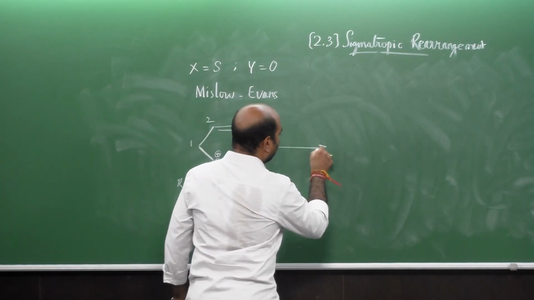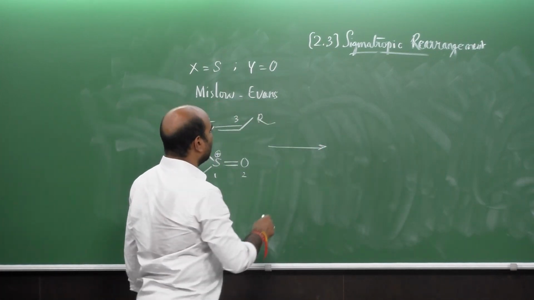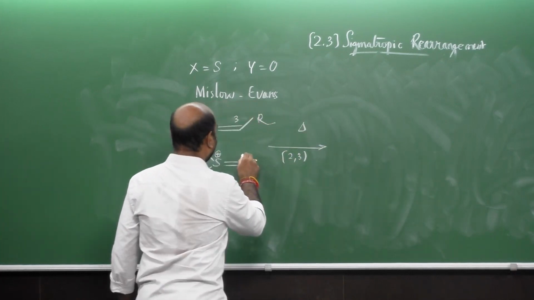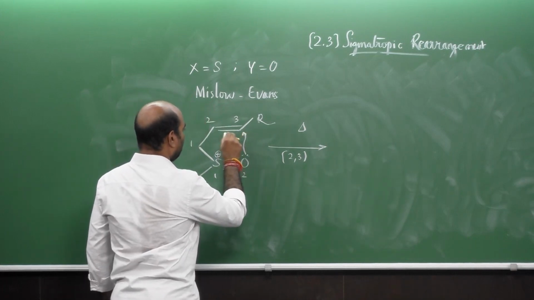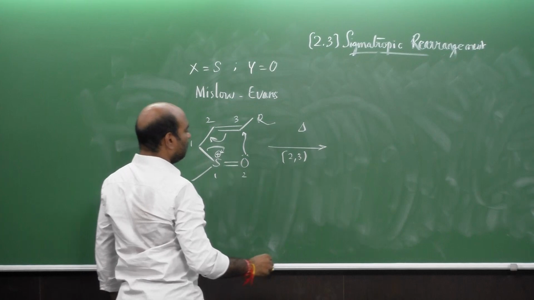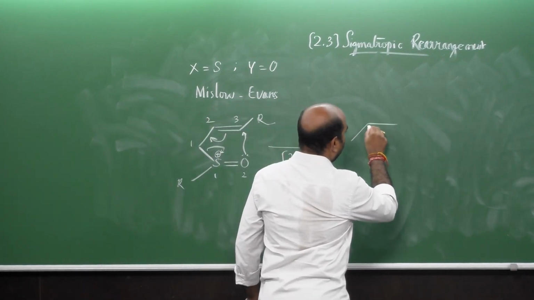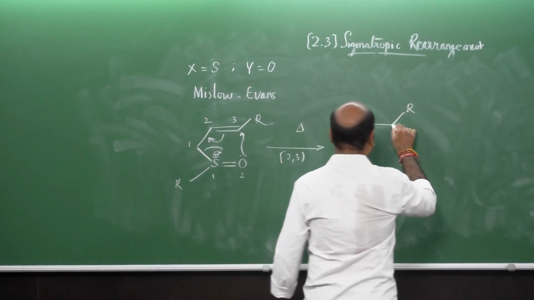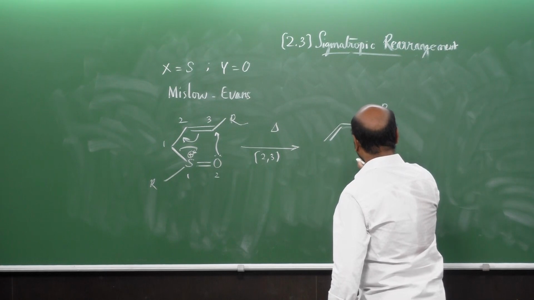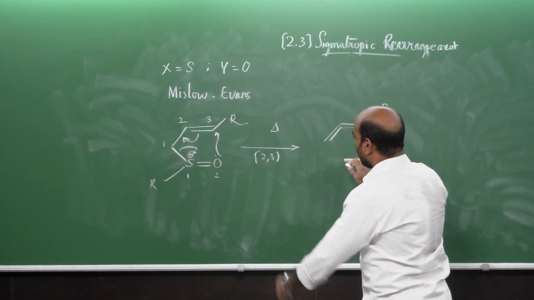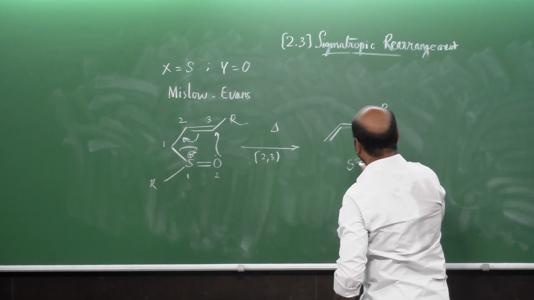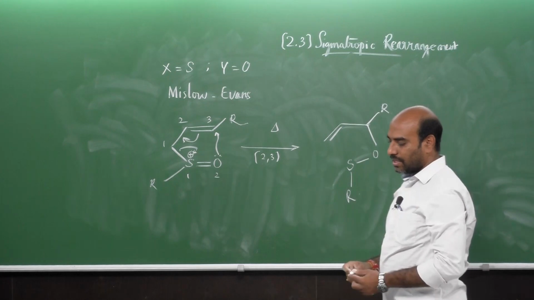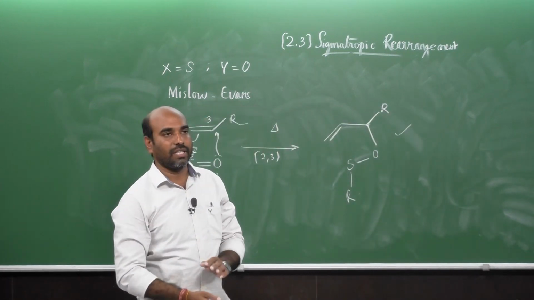So, what is going to happen here? Under thermal conditions, it shows a 2,3 sigmatropic rearrangement because oxygen is having a lone pair and attacks over here. So this is R, which is now connected to the oxygen atom, and this. Because these pi electrons are also involved here, you will get the product. So this reaction is nothing but the Mislow-Evans rearrangement reaction.